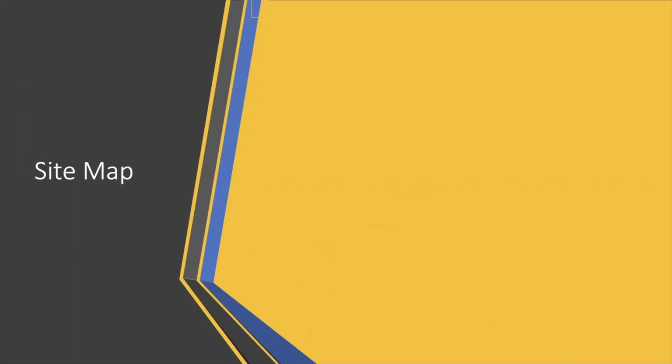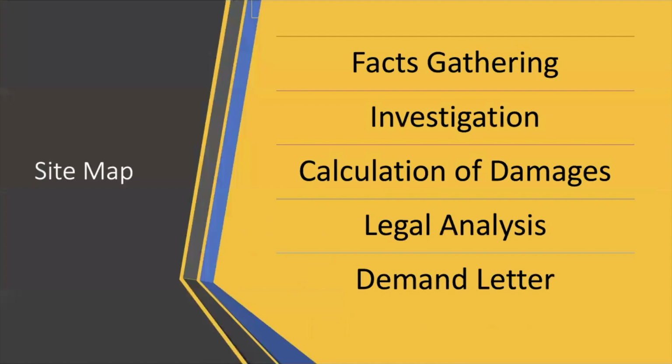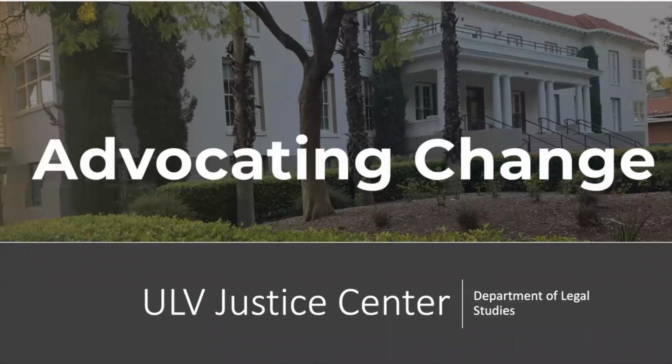Just so that you understand how to navigate where we're going, we're going to talk about the 5 different things. They're going to be covered in this order: facts gathering, investigation, calculation of damages, legal analysis, and then the demand letter. And then after that, you should understand your case enough to be prepared for litigation should you not be able to settle your case at the demand letter phase.